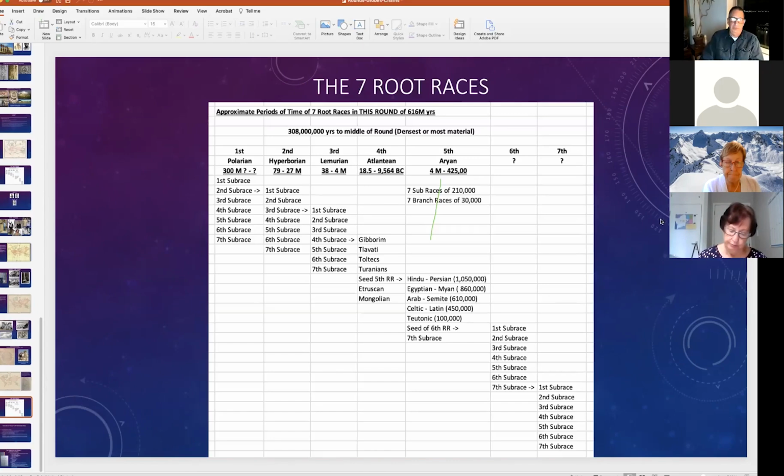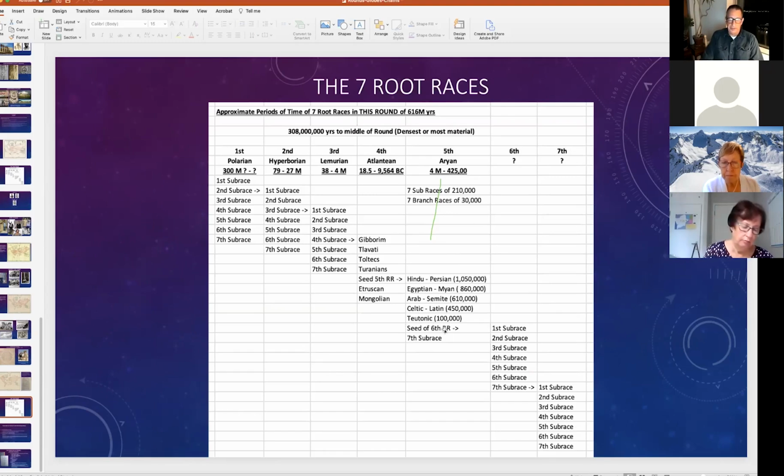And we come to the fifth root race, our root race. It's said that the Manu started preparing it a million years ago. So there was a lot of overlap between the fourth and the fifth, and there's still a lot of overlap. The Hindus were the first sub-race, the Egyptians are the second, the Arabs slash Semites are the third, the Celtics are the fourth, Teutonics are the fifth, which is basically what we are, or variants of it.